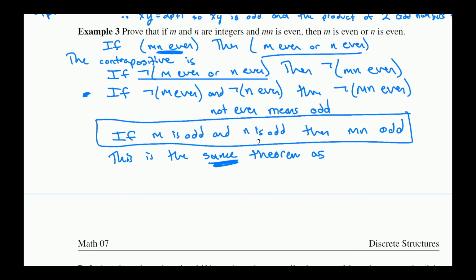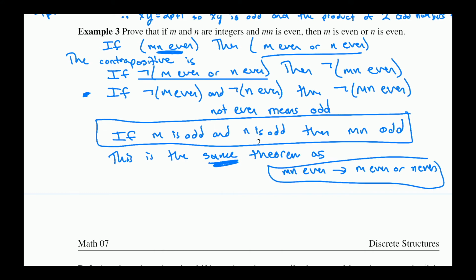So that's the same theorem as: MN even implies M even or N even. These are the exact same theorem, these two. But what's the point? The point is that this is the one that we said was a hard proof, but this one up here is easy to prove. Relatively easy to prove.